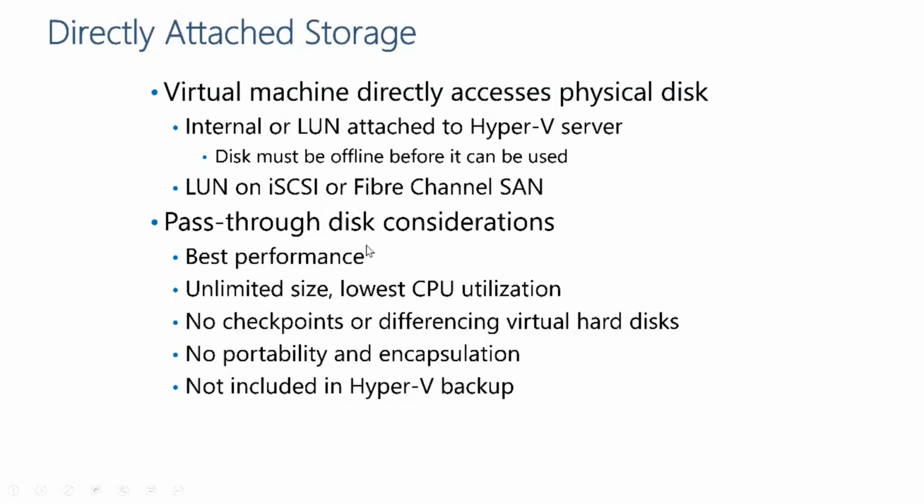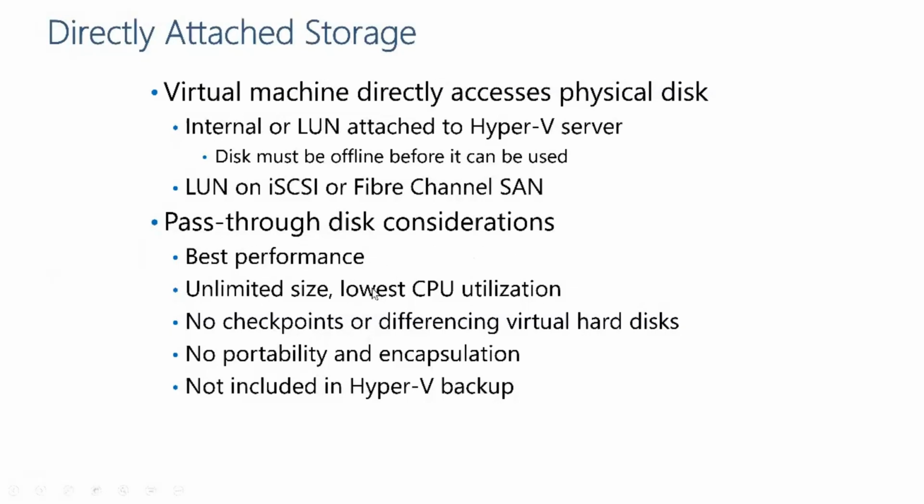So the LUNs on an iSCSI or Fibre Channel, so we sort of already know about this. They're storage area networks, and the LUNs are logical units, can be directly attached to a virtual machine as well. But that's fine because that's not on the host, that's somewhere else. So if the virtual machines move, they still can reach those LUNs elsewhere, that's fine.